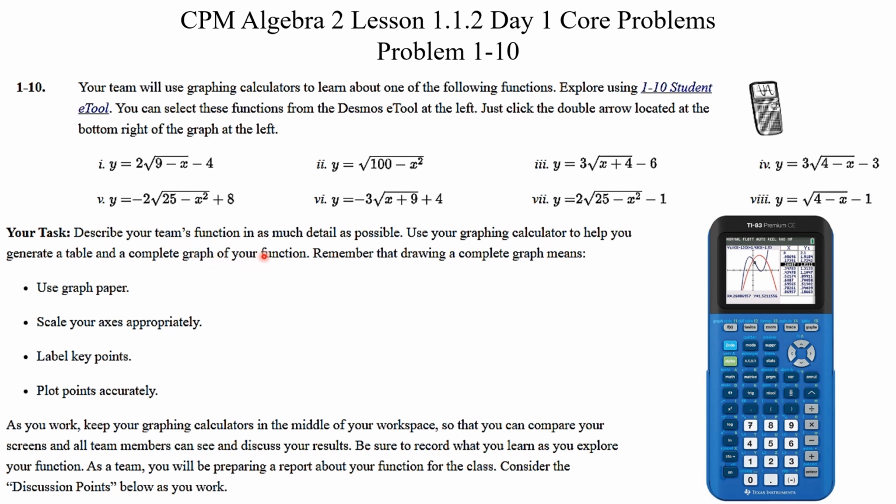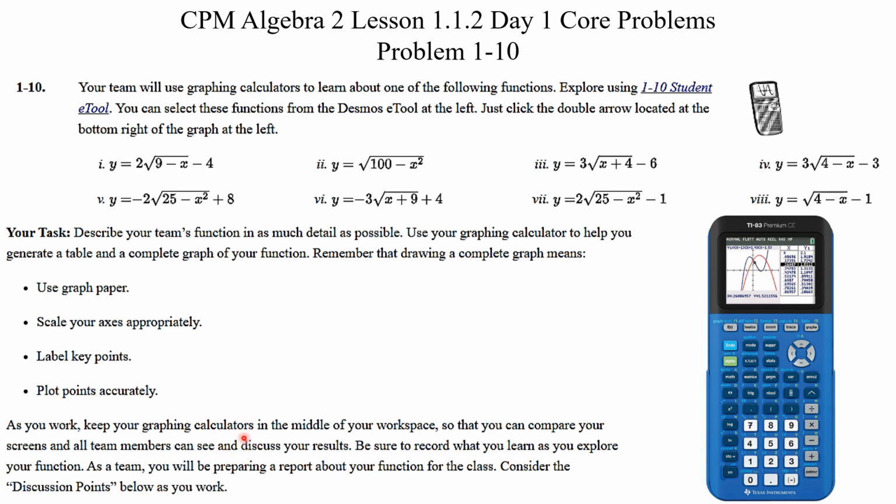So what you're going to do is, with your team, you're going to describe this in as much detail as possible. We're going to generate a table and a complete graph of this function. And then it gives us our 4 points of what it means to graph something, which was on the homework assignment from lesson 1.1.1. It really wants you to work together to look at different aspects of this graph and how to use the calculators.